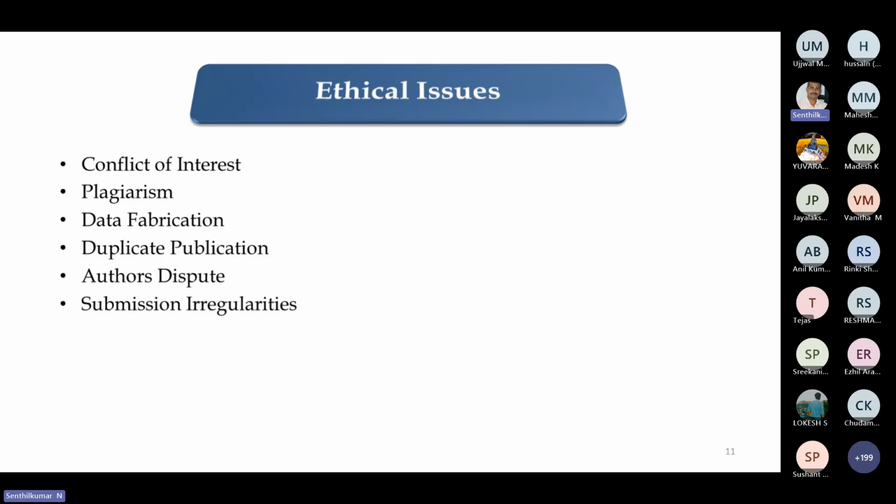And you publish a paper in a conference or a journal, the same paper you cannot send to another journal. Once it is published, that's all. You cannot use the paper for some other publication. That is called duplicate publication.